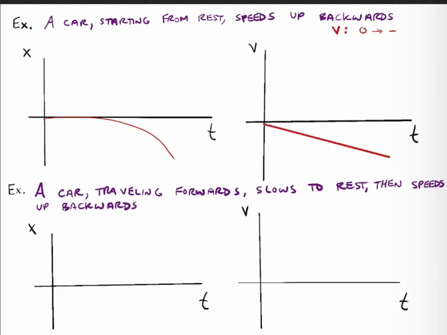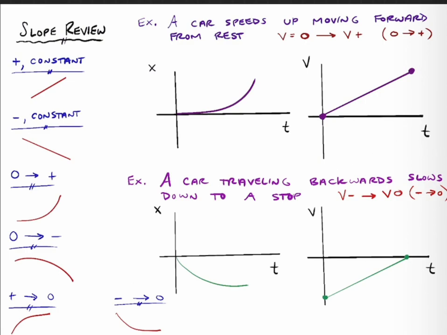A car traveling forwards slows to rest and then speeds up backwards. This one is admittedly a little more complicated, but I wanted to show you one that has multiple segments. So it's moving forwards, so it goes from a positive velocity, slows to rest to 0, and then speeds up backwards. So the velocity goes from positive, which is forwards, to 0, which is at rest, to negative, which is moving backwards. So now I'm going to have to combine some of mine. If I look at positive to 0, positive to 0 looks like this. So I have this kind of curve. And then I need to go from 0 to negative, which looks like this.